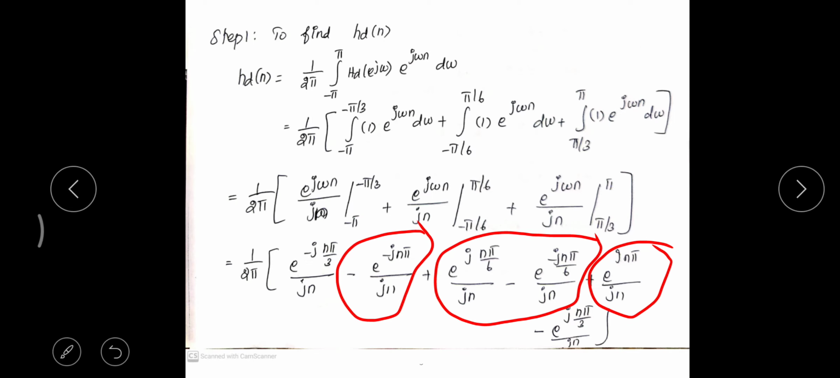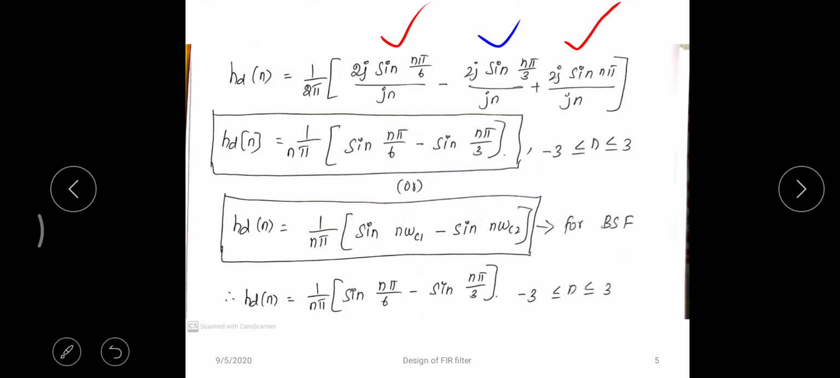And the last one, this is e power minus j n pi by 3 minus e power j n pi by 3. I am not getting the standard format, so I am taking minus common. If I take minus common, this will become e power j n pi by 3 minus e to the power of minus j n pi by 3. Now, based on Euler's theorem, I can say that it is minus 2j sin n pi by 3.